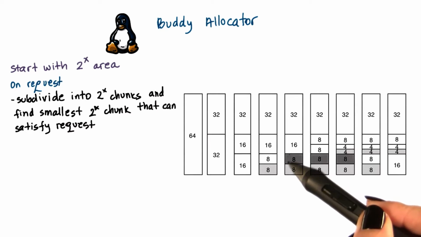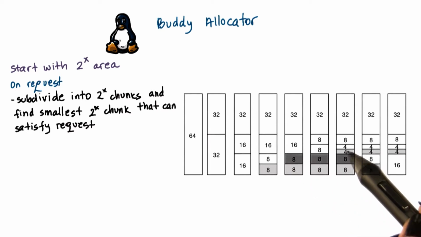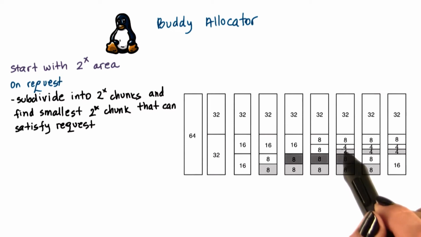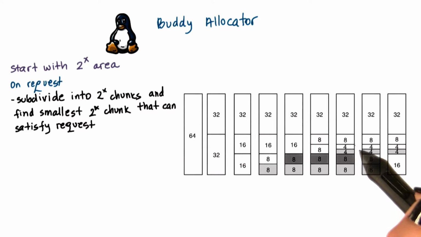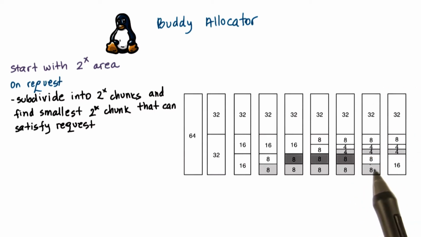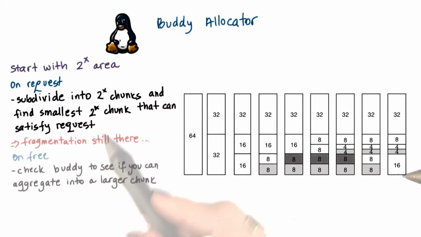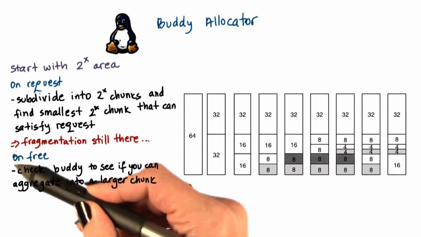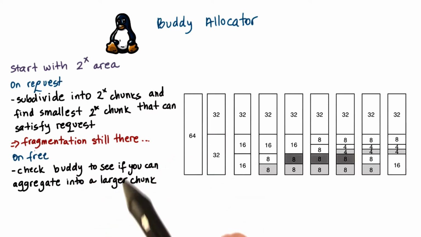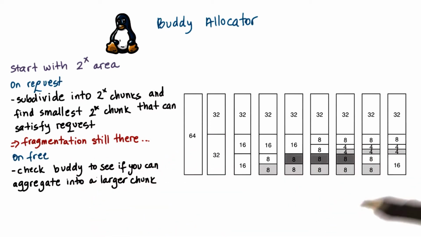Subsequently, another request for 8 pages came in, and then a request for 4 pages came in, and for that reason, this chunk of 8 pages was subdivided into 2 chunks of 4. Now, when this 8-page region is freed, there will be some fragmentation here. However, when the next 8-page region is freed, the algorithm will quickly be able to combine these two to produce a 16-page free space. So fragmentation still exists in the buddy allocator, but its benefit is that when a request is freed, it has a way to quickly find out how to aggregate data.